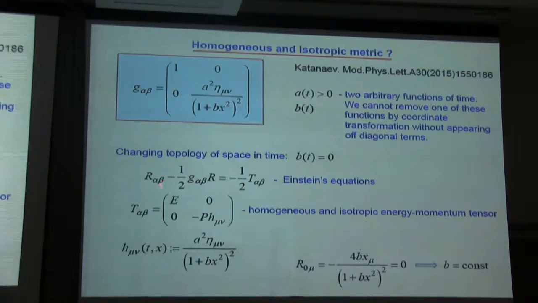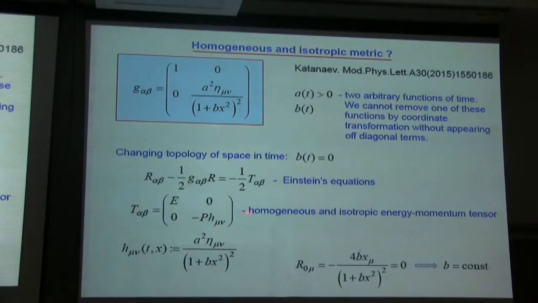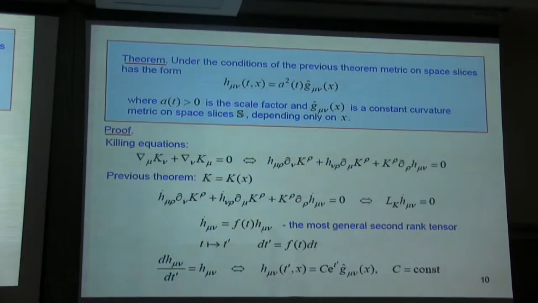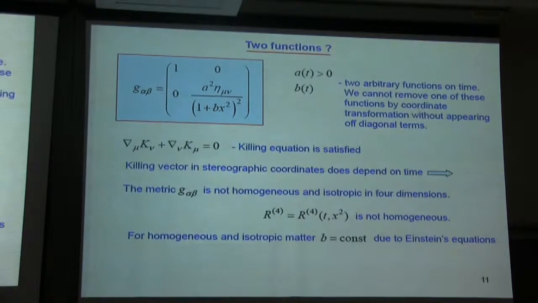Let us consider Einstein equations. Let us take the energy-momentum tensor as a homogeneous and isotropic second rank tensor. Then the mixed components of the Ricci tensor are proportional to Ḃ, the time derivative of function B, and due to Einstein equations, B must be constant. And we return back to the Friedman metric. I skip the proof of the theorem because I have no time.